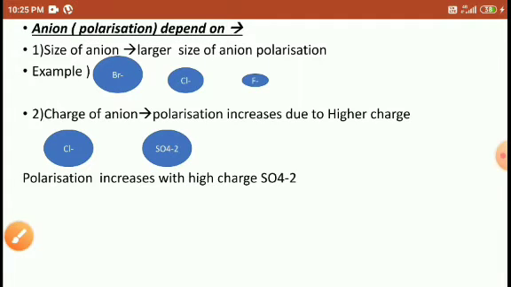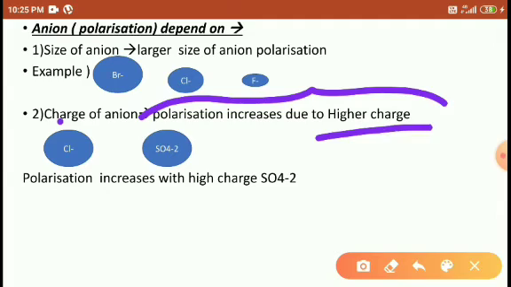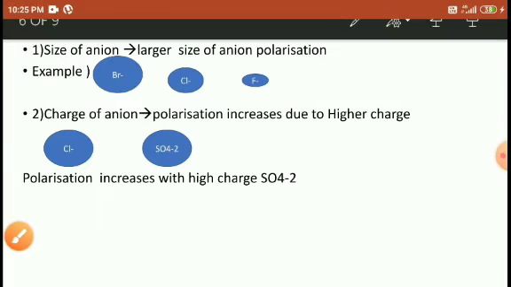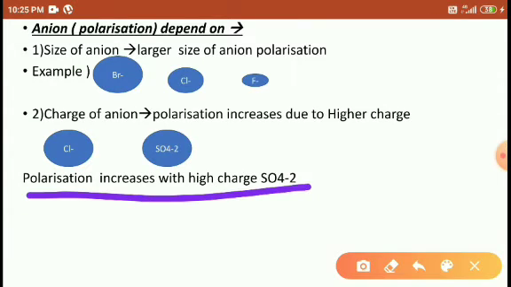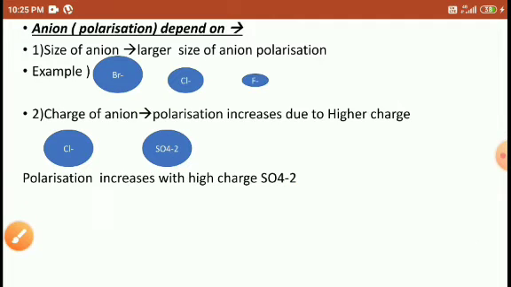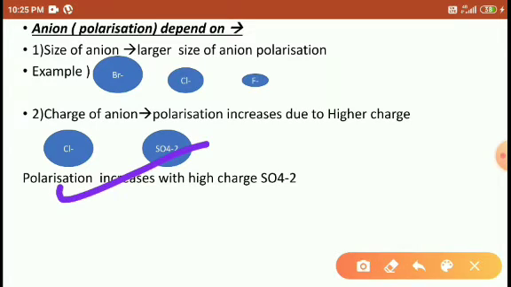So next is the charge of the anion. The polarization increases due to the high charge. Chlorine -1, SO4 2 minus. Here SO4 2 minus is large and has a high charge, which shows high polarization, because the size is large. Charge is large means electrons are distributed weakly around the outermost orbital. So that's why there is high polarization. Right, students?